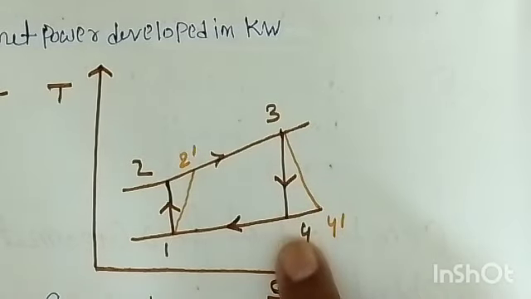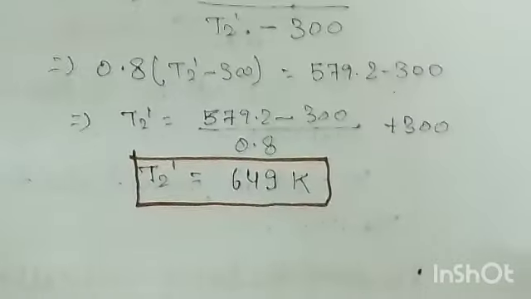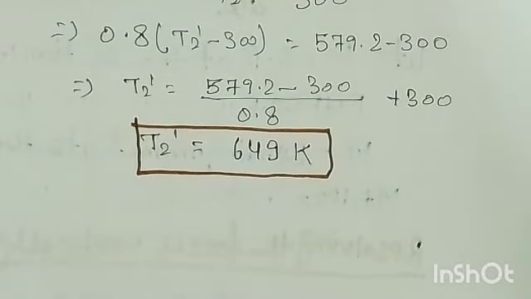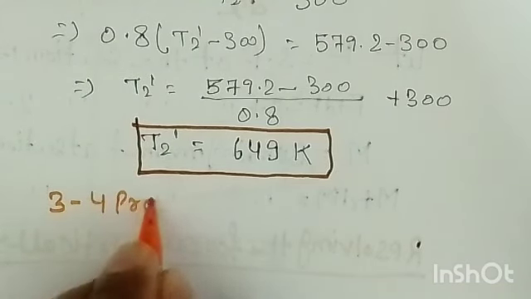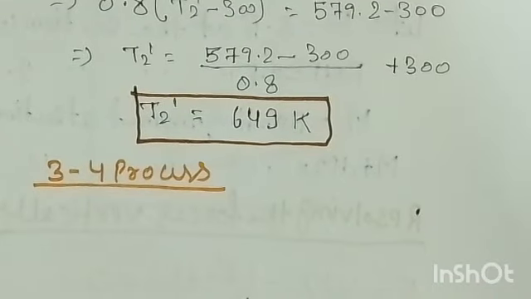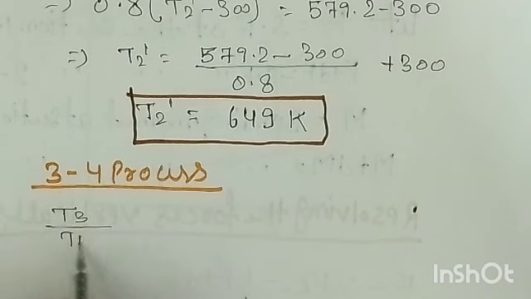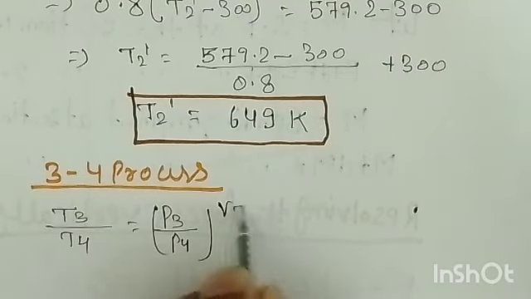So first of all, for 3 to 4 we'll use the temperature pressure relation, and for 3 to 4 dash we'll use the turbine efficiency equation. So let's do that. Here you can write the 3 to 4 process. The same equation we need to write: T3 by T4 is equal to P3 by P4 to the power gamma minus 1 by gamma. So first you can write T3 by T4 is equal to P3 by P4 whole power gamma minus 1 by gamma.